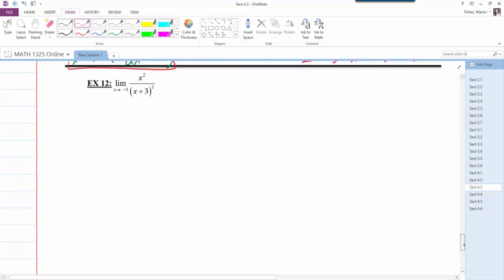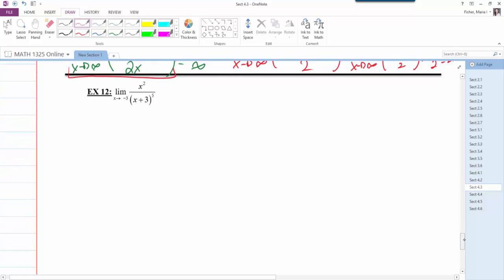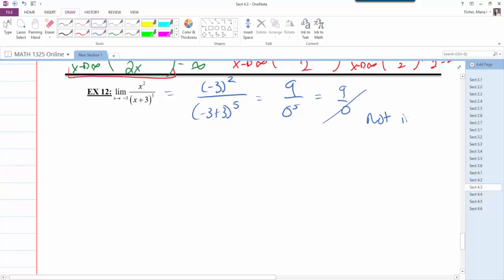Let's look at the last one in this section. And the last one in this section is the limit as x approaches -3 of x squared over (x plus 3) to the fifth. So the very first thing that we do is always try direct substitution. So we have (-3) squared over (-3 plus 3) to the fifth. So we're looking at 9 over 0 to the fifth, or 9 over 0. This is not indeterminate form.